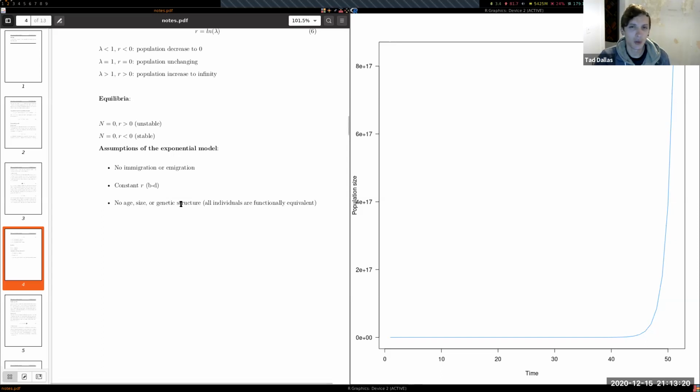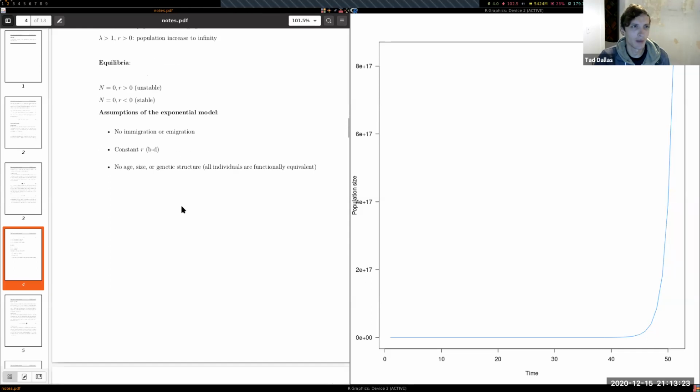So yeah, these are things that we'll try to address the complexity of later on, but at this point, we just need to acknowledge these as assumptions that we're making.